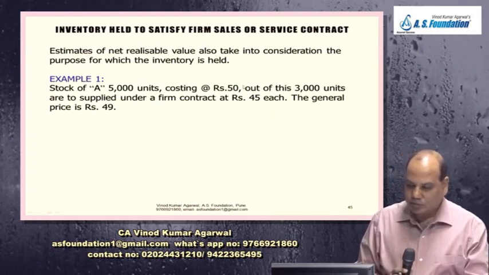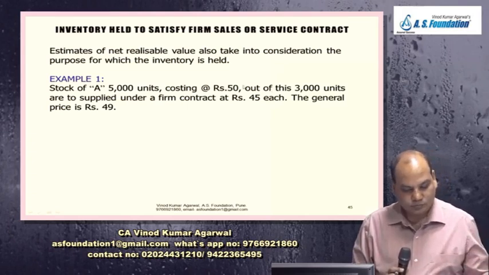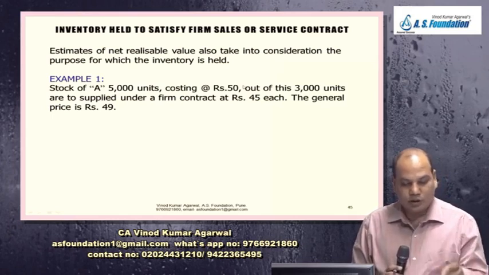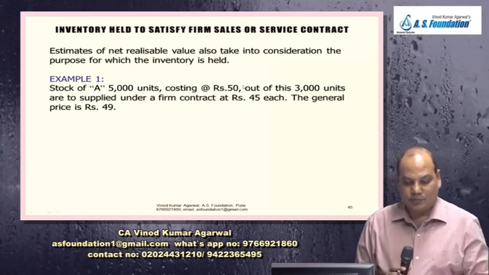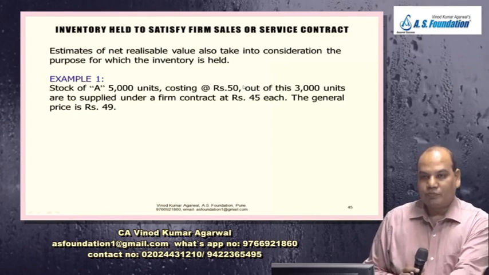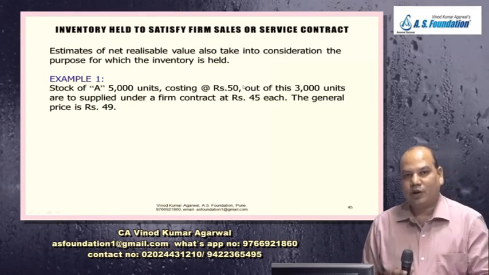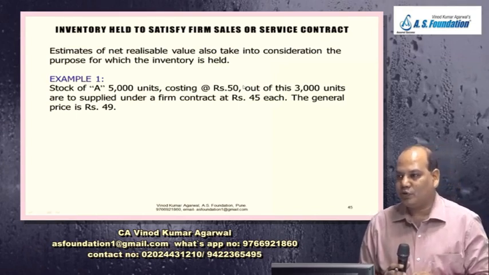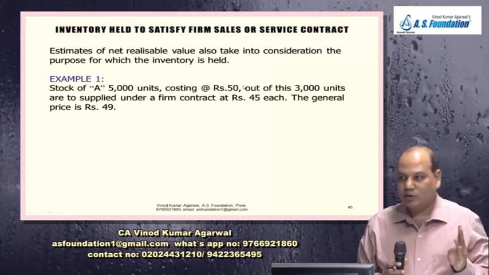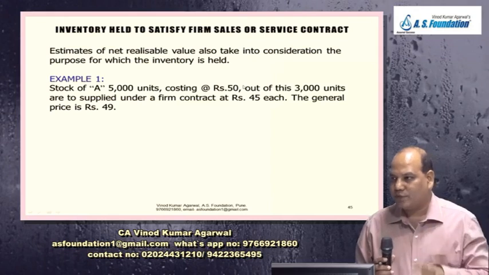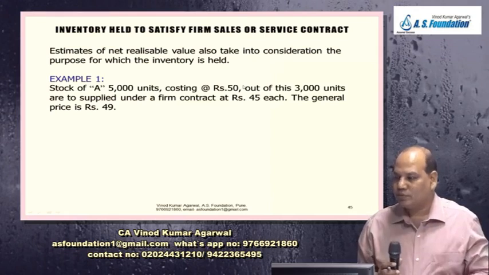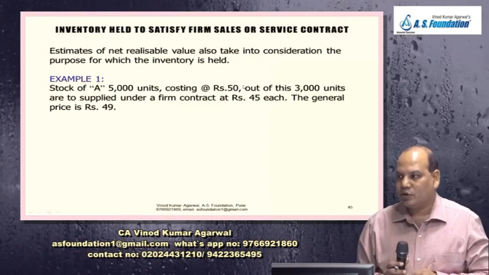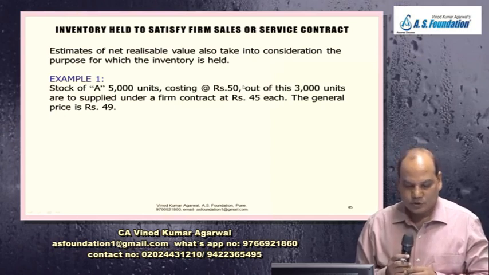So this is about raw material and WIP. There are exceptions in this chapter to the general rule that everything is valued at cost or NRV, whichever is lower. That is not always right. Raw material and WIP which are used in production of finished goods are valued at cost if the finished goods will be sold at or above cost.